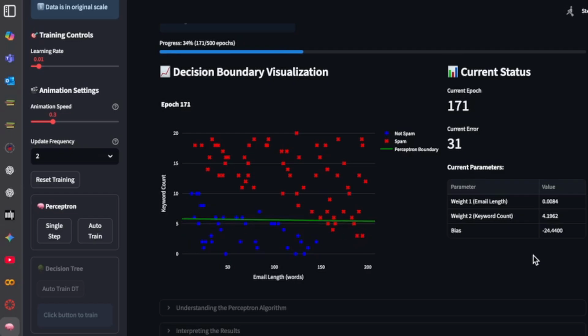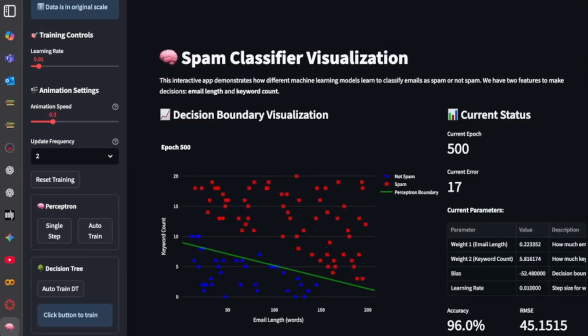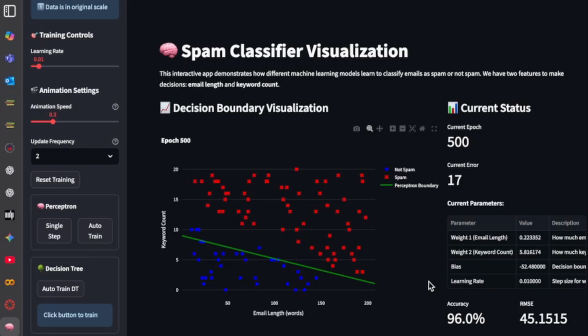Now you can see here we're through 180 epochs already, and we're not able to converge. We can look at this and just draw a straight line like we would on paper. It's really easy, but this is a math model. It's having a hard time because the range of values for the length is much bigger. It goes up to 200, whereas the keywords only go up to 20. And so it's having a really difficult time getting it to converge for that reason. So we're going to see where we land here. Okay, after 500 epochs, you can see we ended up with, not too bad. There's 17 errors, so we've still got some miscategorized points, but our accuracy is 96%, so not terrible.